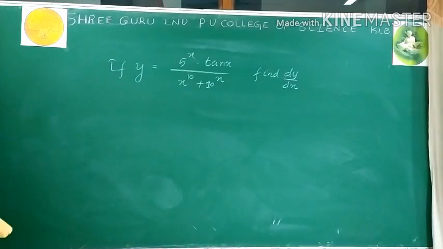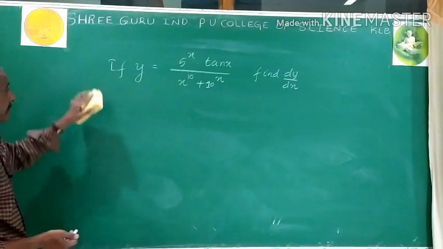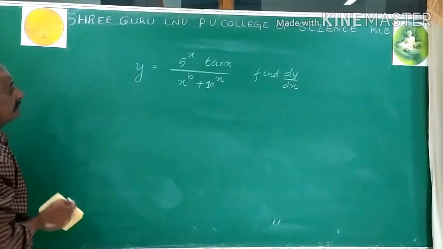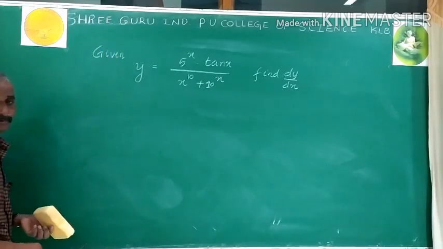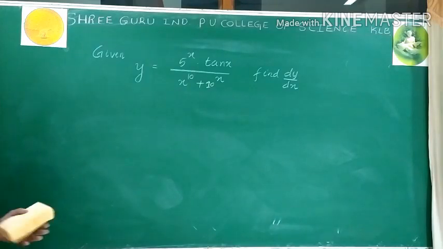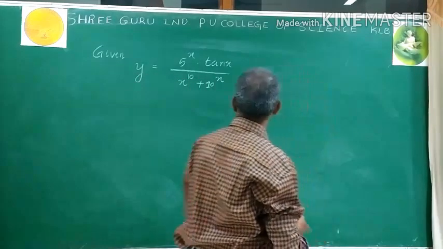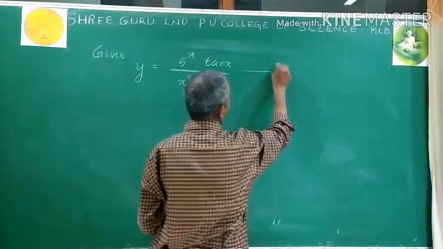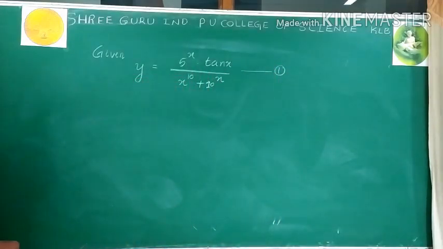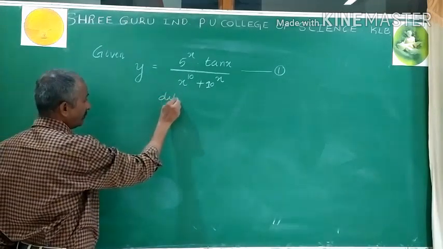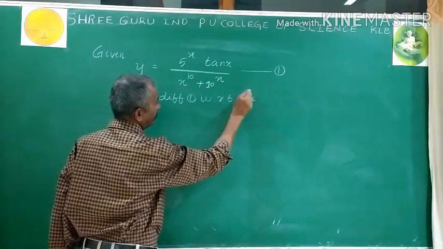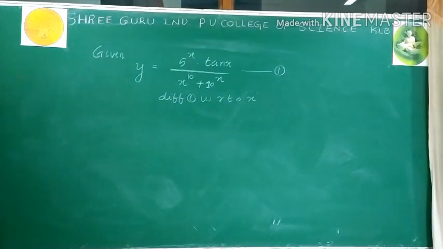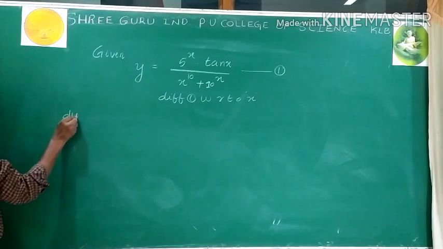So write the given problem first, once again. The given problem is y equal to 5 power x tan x, whole divided by x to the power of 10 plus 10 to the power of x. Call this as 1. Next, differentiating 1 with respect to x. On differentiating 1 with respect to x, the left hand side is dy by dx.